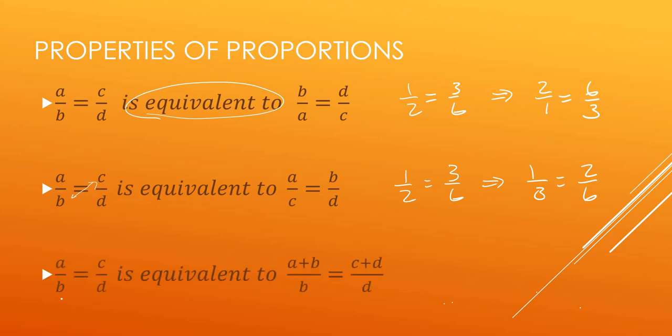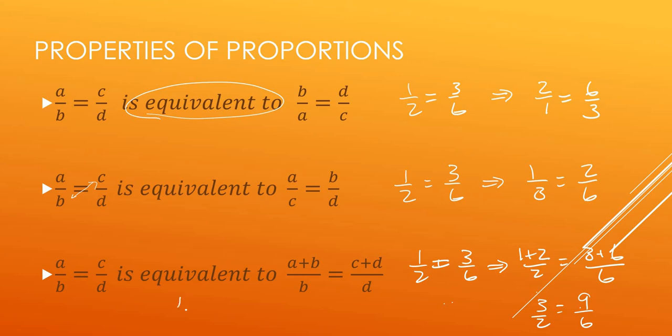And the last property is probably one that you haven't seen before. If A over B equals C over D, we can also say that A plus B over B equals C plus D over D. So again, let's start with our 1/2 being equal to our 3/6. And what it's saying is that if I take 1 plus 2 over 2, it will be equal to 3 plus 6 over 6. So 3 over 2 equals 9 over 6, and I hope you can see that that is another proportion.